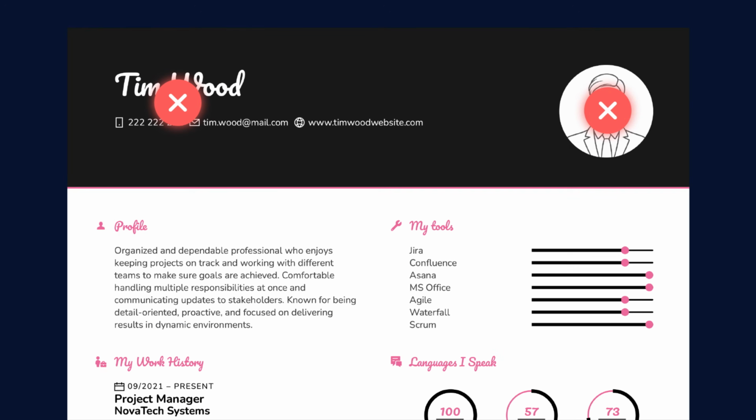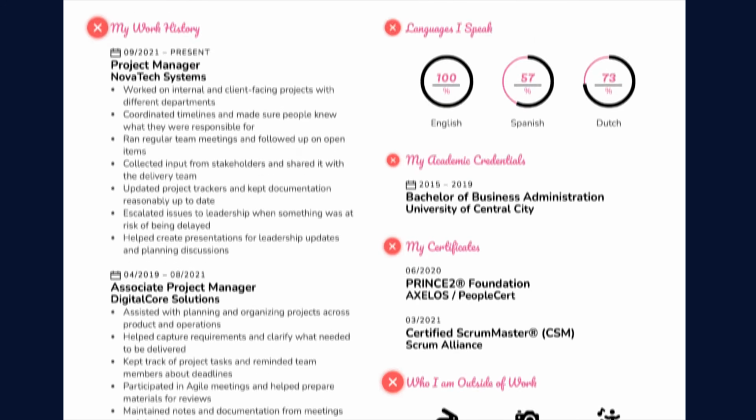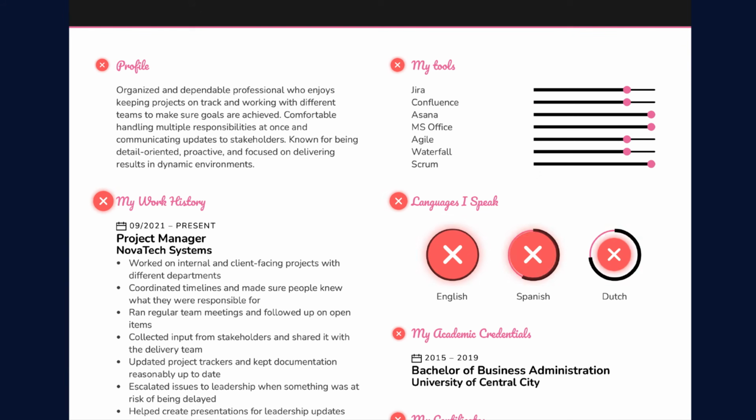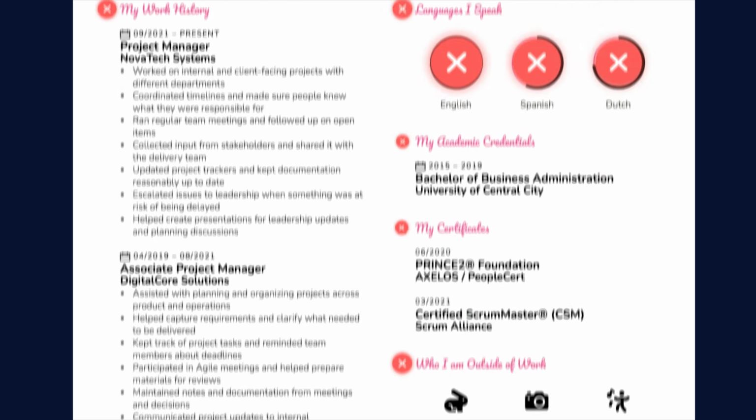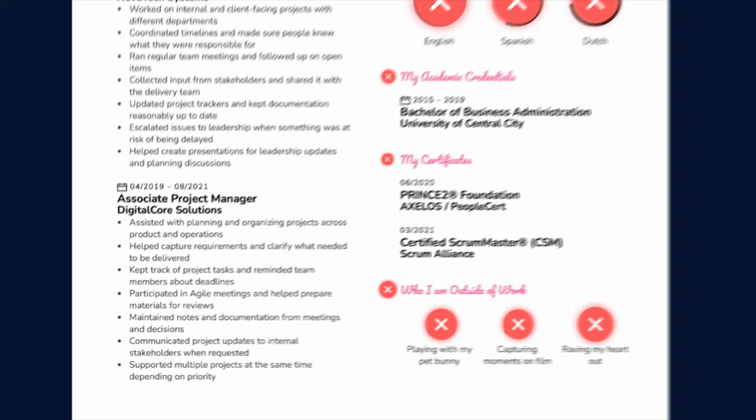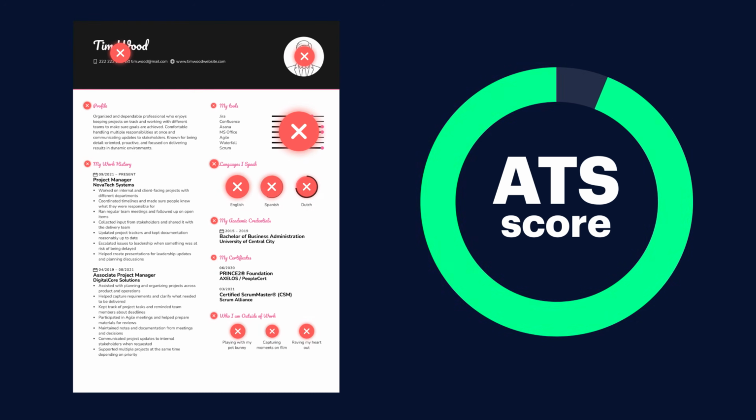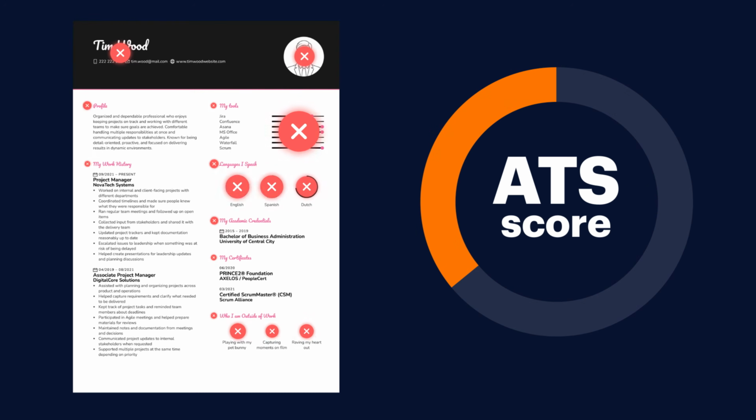The same applies to these little icons next to section titles. These graphs right here, the skills bars right above, and also the illustrations right there at the bottom. Some ATS might read them as errors and lower your overall resume score. It's always best to avoid them all.